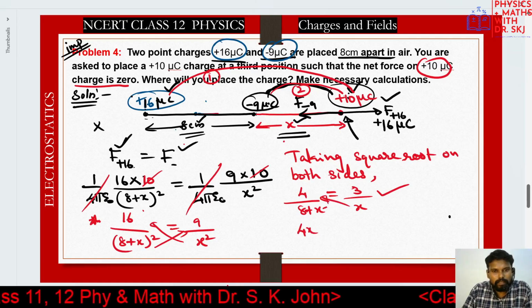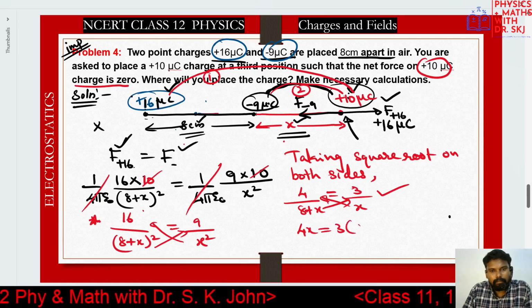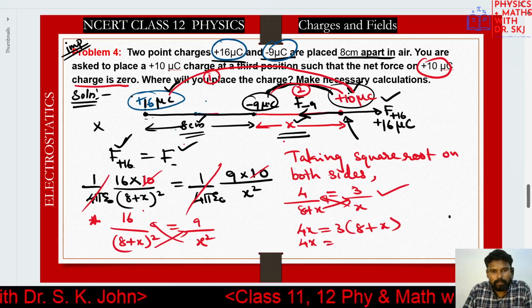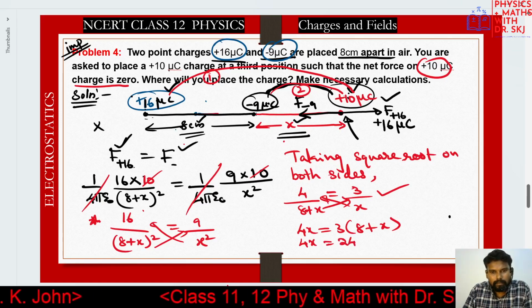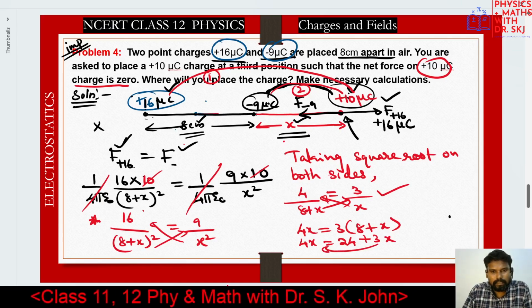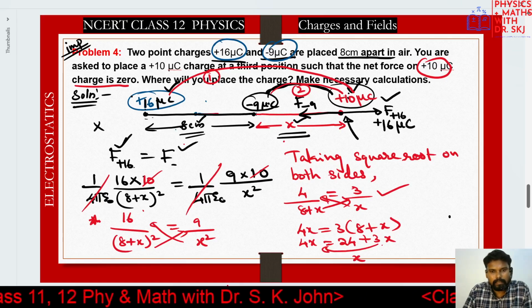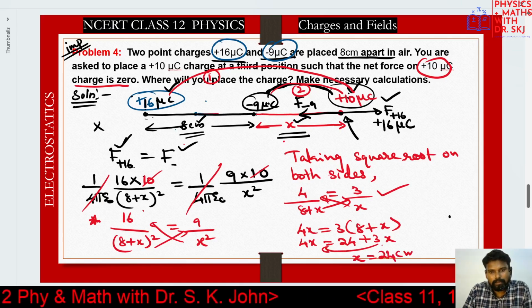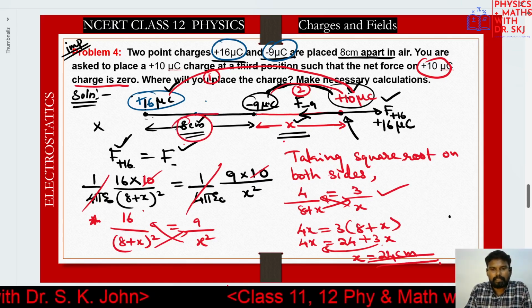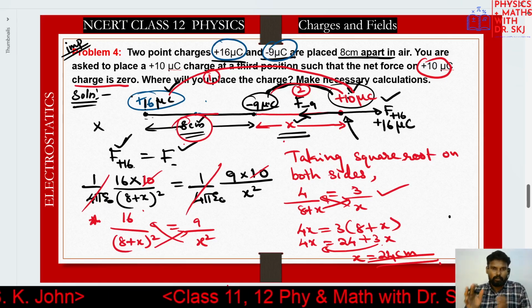4x is equal to what? 3 into 8 plus x. Okay, simplify this. 4x is equal to 3 into 8 is 24, right? Plus 3x. So if you take 3x to the left hand side, it is 4x minus 3x is x. X is equal to 24 in centimeter, because we have substituted the distance in centimeter. So 24 centimeter.